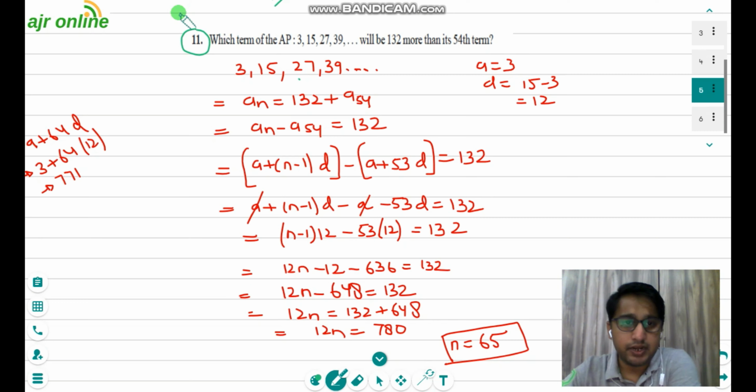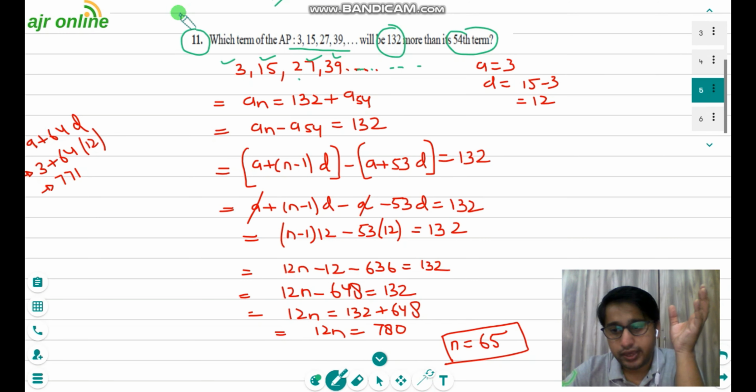In question number 11, it is saying: which term of the AP, any AP is given, 3, 15, 27, 39. The question is asking which term of this AP will be 132 more than its 54th term. इसका 54th term कोई है, कह रहा है उसमें अगर हम 132 ऐड कर दें तो जो वैल्यू आएगी वो कौन सा टर्म होगा. Which term of this AP will be 132 more than its 54th term.